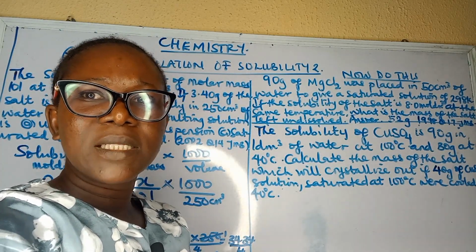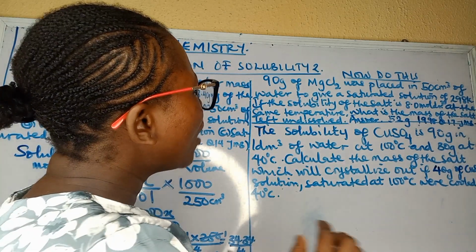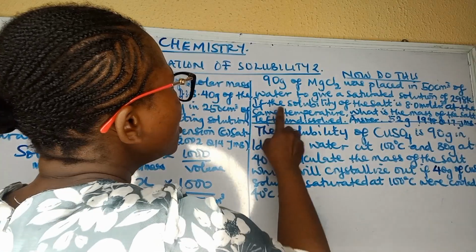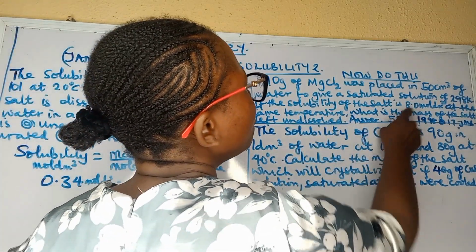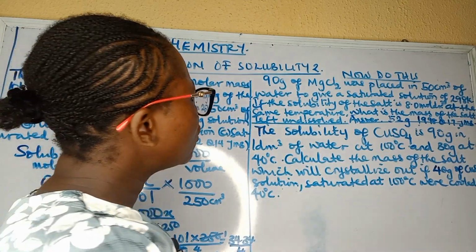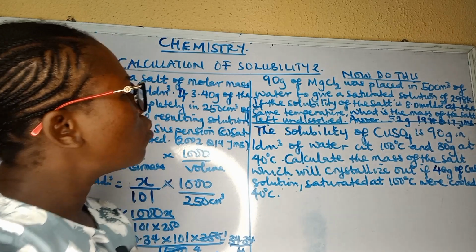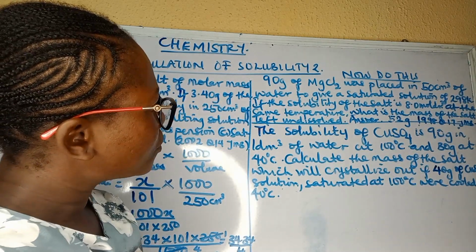It only reflects that there is a kind of cooling, an increase or decrease in temperature, but we are not using it in the formula. If the solubility of the salt is 8.0 mole per dm cube at the same temperature, what is the mass of the salts that are left undissolved? Because the solution is already saturated. So what you will do is this.